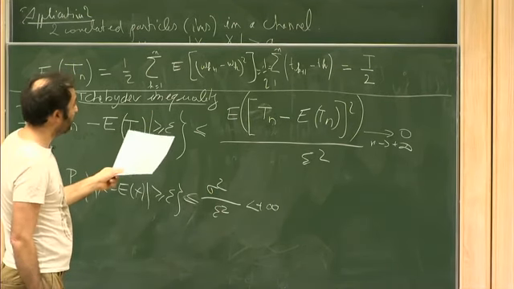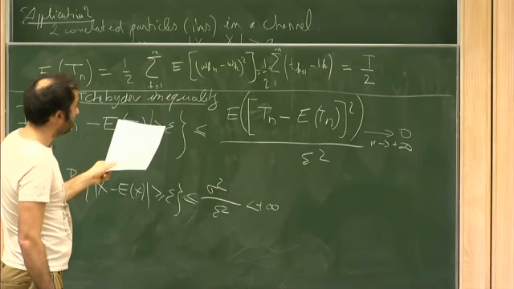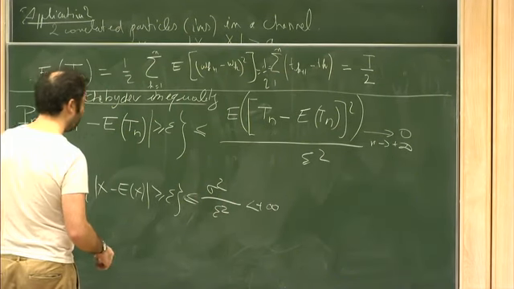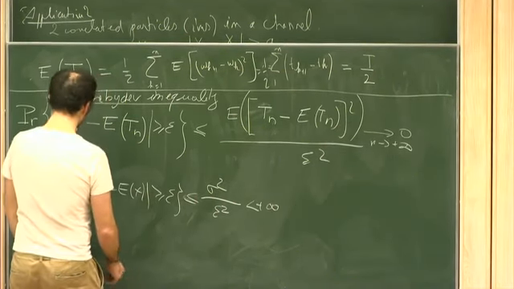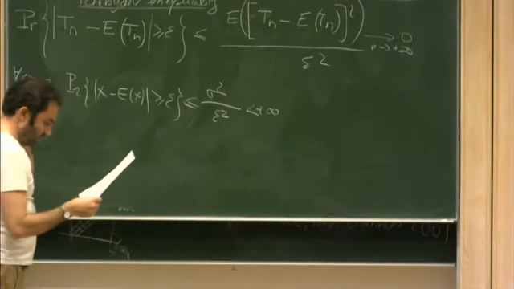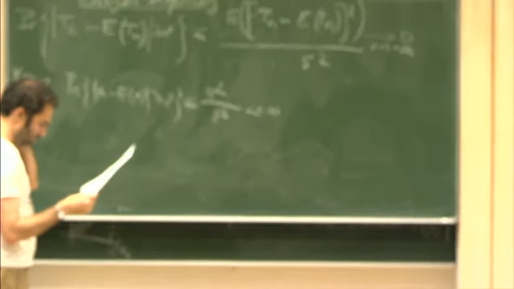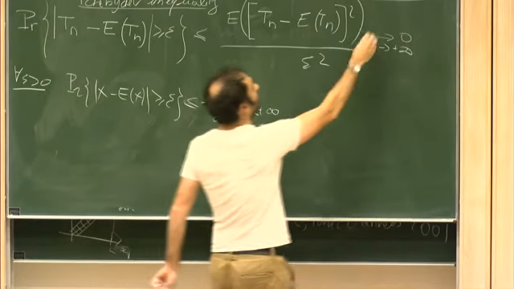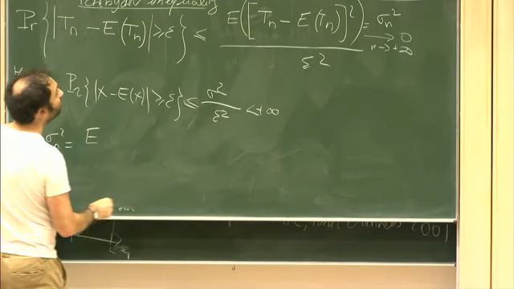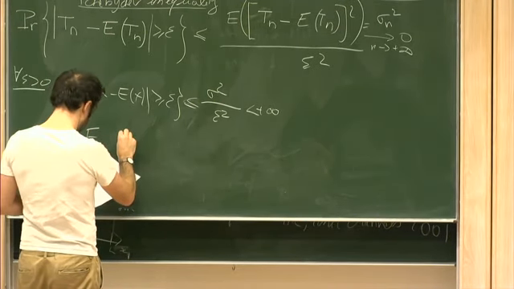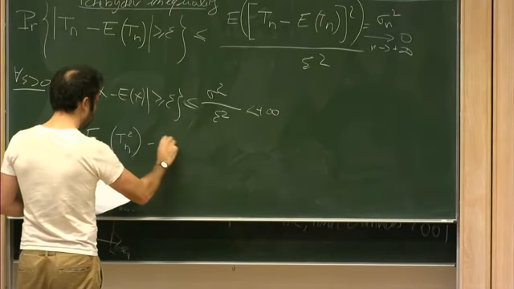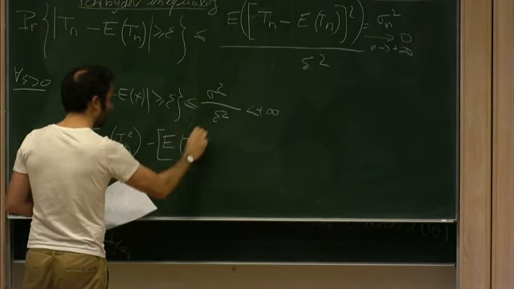So now we have to calculate Tn minus the mean, so the expectation of this. All right, this is what we are left with. So let's prove that this goes to 0 as n goes to infinity. All right, so let's call this sigma n squared. Sigma n squared is the expectation of Tn minus its mean squared. This can also be written as expectation of Tn squared minus expectation of Tn everything squared, right?